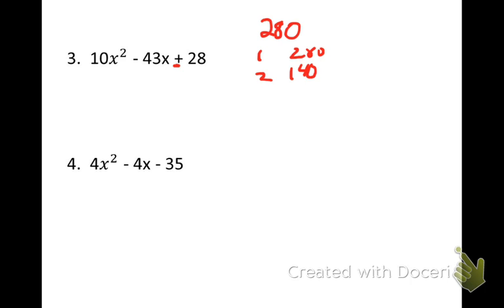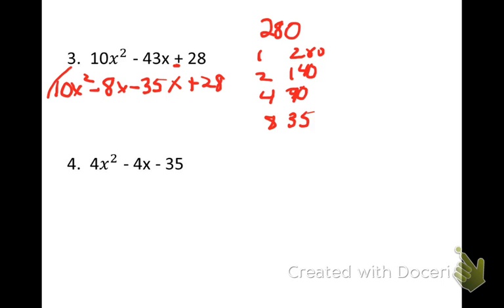3 doesn't go into 280. 4 does. 4 and 70. And again, you just keep going until you find something, and it happens to be 8 and 35. So just go through your divisibility tests. So it would be 10x squared minus 8x minus 35x plus 28. So when you group, remember, think of this as plus and a negative there.